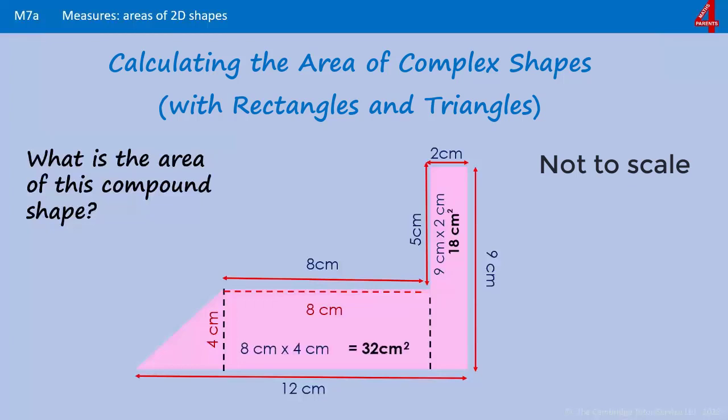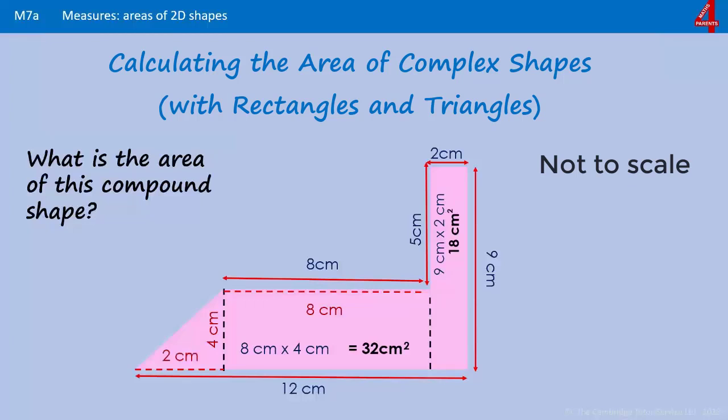Now we need to work out the triangle. We can see that the height of the triangle is 4 centimetres. What's the base? The base of the whole shape was 12 centimetres. We take away the bit for that tall rectangle, which is 2. Then we take away the width of the other rectangle, which is 8. So we take away 10 from 12. That leaves us with 2. So the base of that triangle is 2 centimetres.